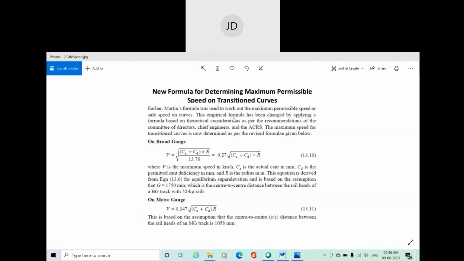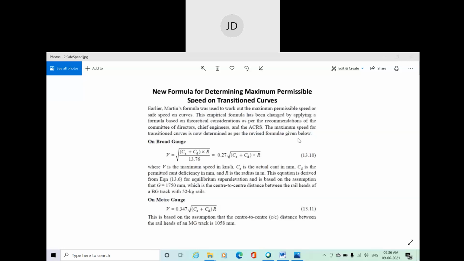Fine. This empirical formula has been changed by adopting a formula based on theoretical consideration as per the recommendation of the Committee of Directors, Chief Engineers, and the ACRS. So you just find out what ACRS is by Google. Okay, it's up to you. It's your homework, kind of thing. So ACRS, find out. The maximum speed for transition curves is now determined as per the revised formula given below.